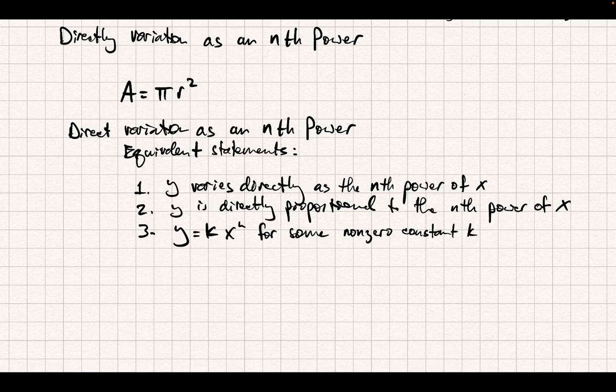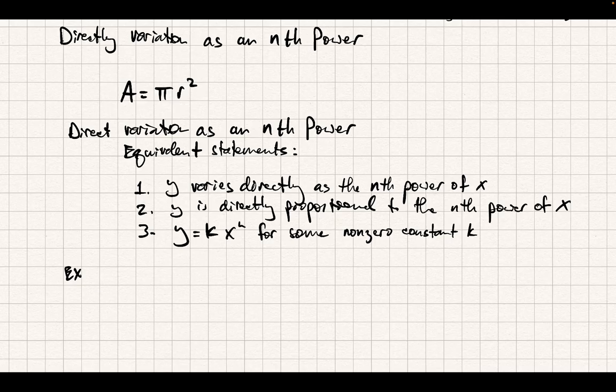Okay, so we're talking about direct variation as an nth power. All these statements are equivalent. What does n represent? There's not one specific power. So this n would be any power, so you could say that A varies directly as a power of r.